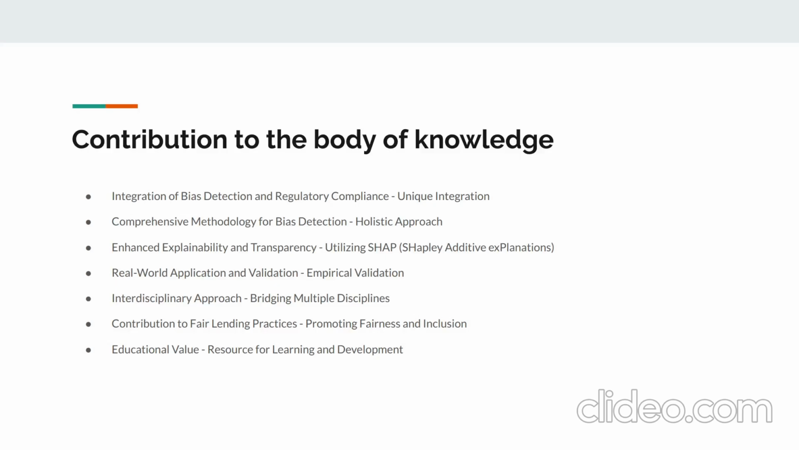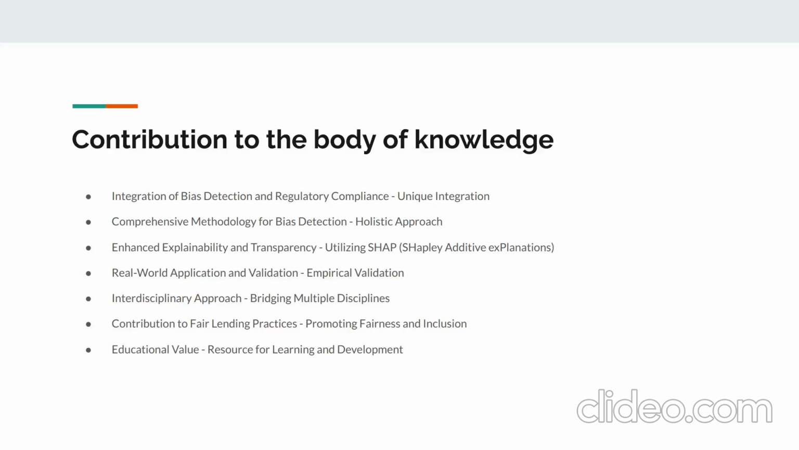Number four, real world application and validation, empirical validation. The tool's effectiveness is validated using the HMDA, Home Mortgage Disclosure Act, dataset for 2022, which includes comprehensive loan application information. This real world application ensures the tool's methodologies are robust and applicable in practical scenarios, providing actionable insights for financial institutions.